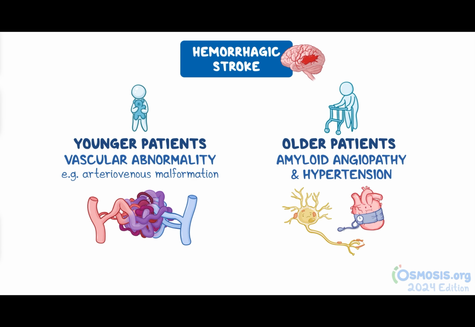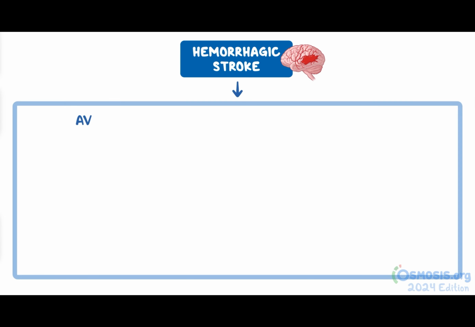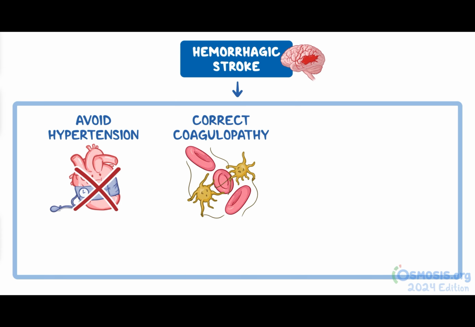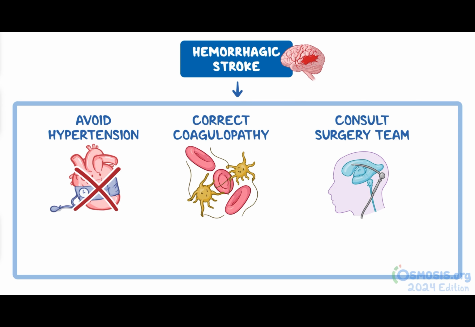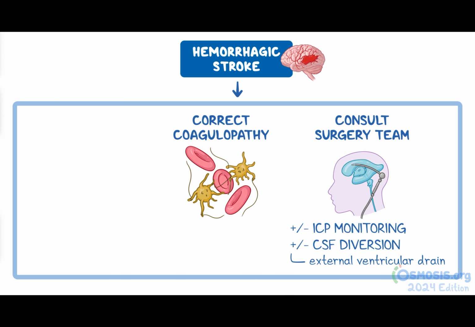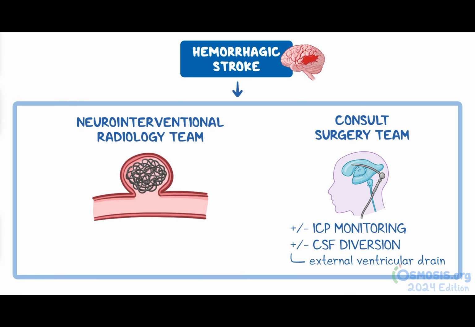Once you diagnose hemorrhagic stroke, proceed with management. First, be sure to avoid hypertension and correct any coagulopathy. Next, consult your surgery team, specifically neurosurgery, for possible intracranial pressure monitoring and CSF diversion with an external ventricular drain. If there is an underlying vascular abnormality, such as an aneurysm or arteriovenous malformation, consult your neurointerventional radiology team as well.